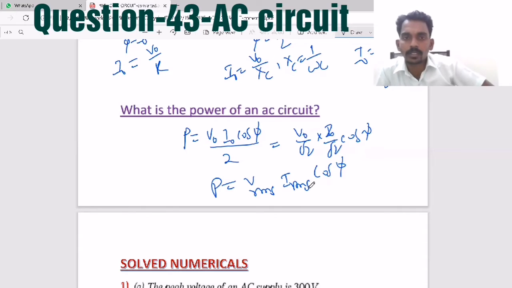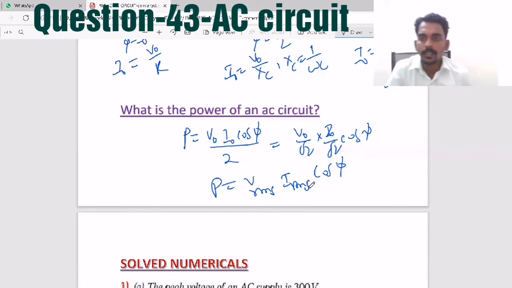So they can ask simple questions based on these things, like a pure AC circuit: pure resistor, pure capacitor, pure inductor. Or they can also ask questions based on the series combinations of RC, LR, LCR. That we will see in the next lecture.